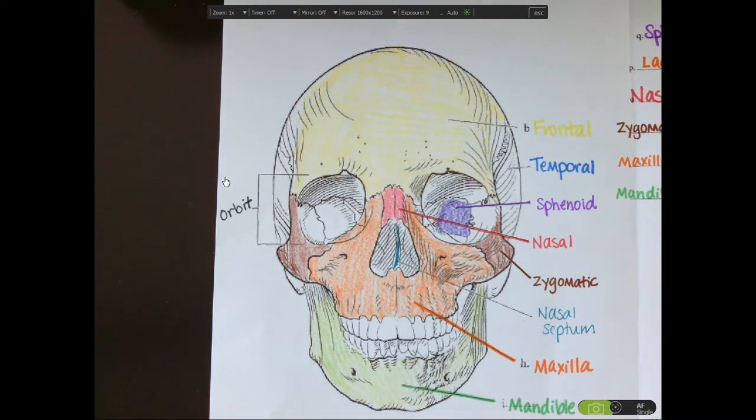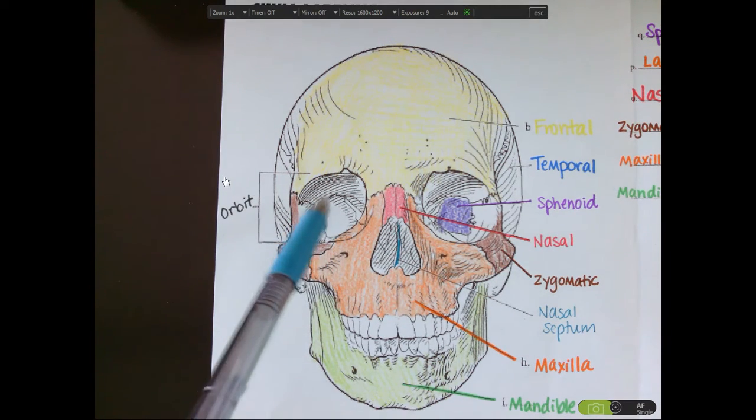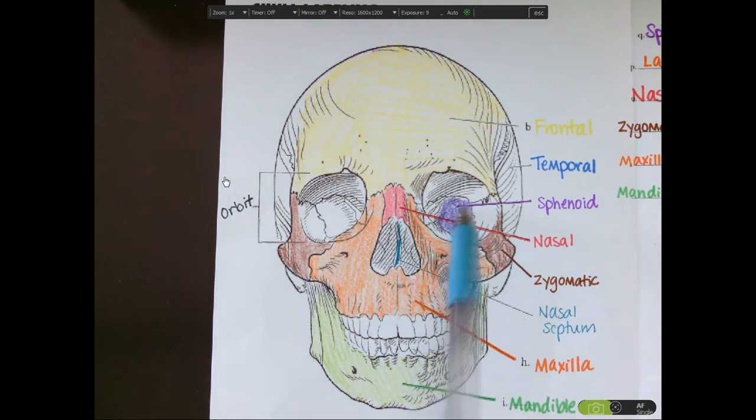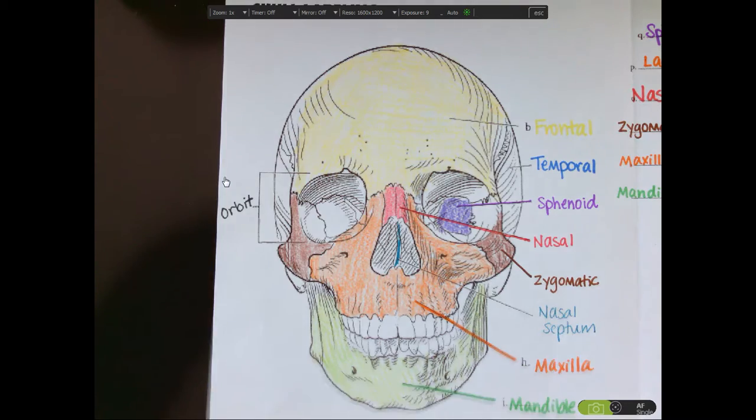Okay, now on this front view of the skull, one of the more confusing things to label for some people is this bone called the sphenoid. So the sphenoid bone is what you can see if you're looking through the open eye socket with no eye. You will see the bone in the back of it. Okay, so let's see if we can look at our real model of the skull right here.